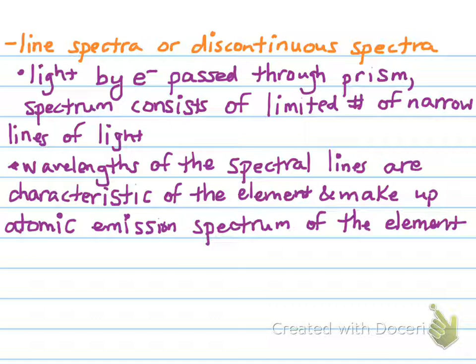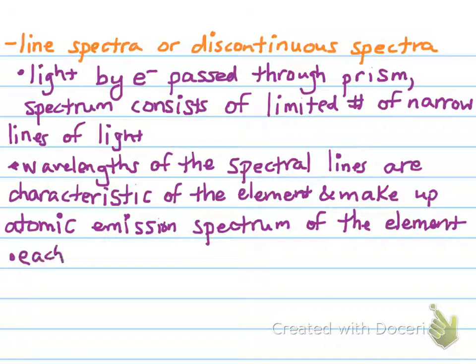So what we're saying is, we have a bulb, let's say, with just one particular element in it. And we pass an electric current through it, and those electrons get excited, and they jump to those higher energy levels, but they're unstable, so they fall back down. And as they fall back down, they give off that light. If we take that light and pass it through a prism, instead of getting that rainbow, we're going to get just some specific lines of specific colors. And that set of lines is specific to that particular element. Okay?